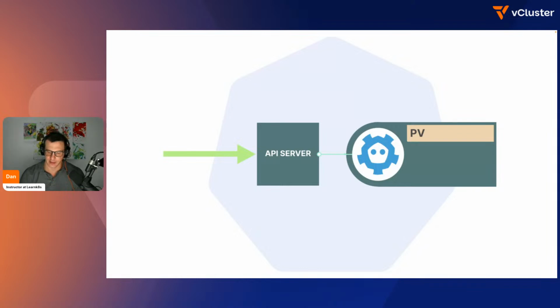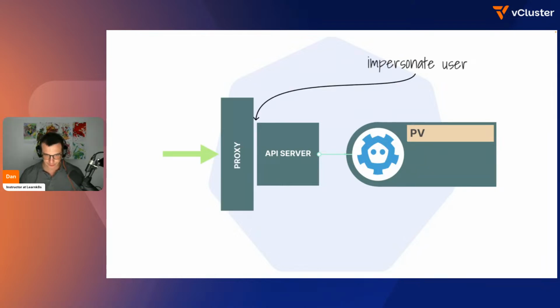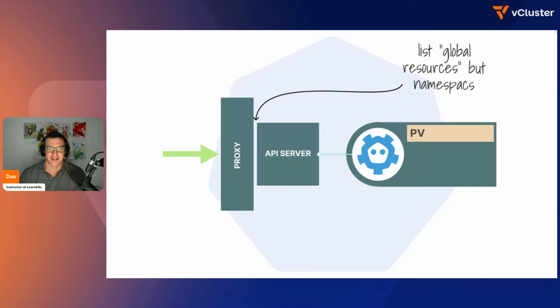So for this, there is an interesting set of tools where we basically have a proxy in front of the API server, which impersonates the user and does some interesting filtering about what a user is allowed to see or not allowed to see.